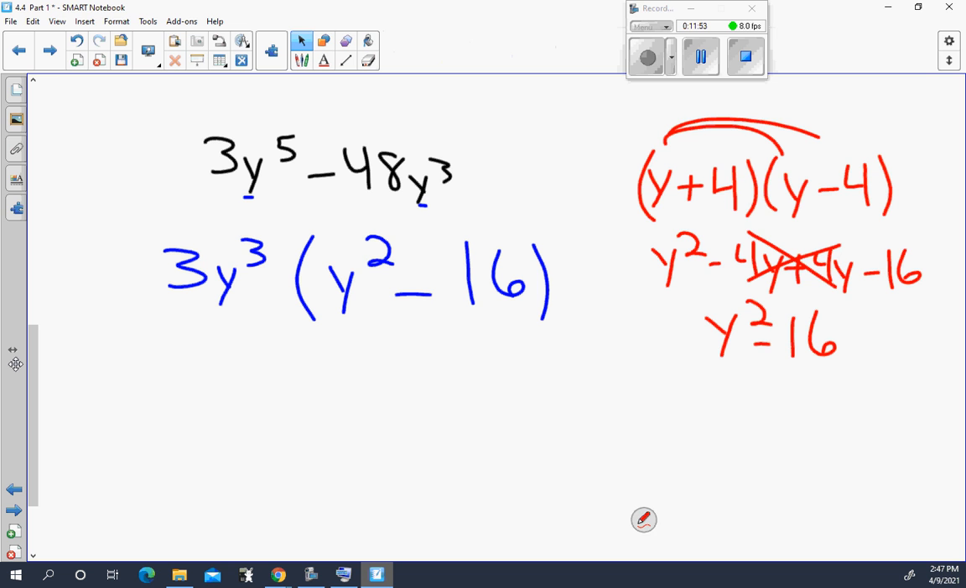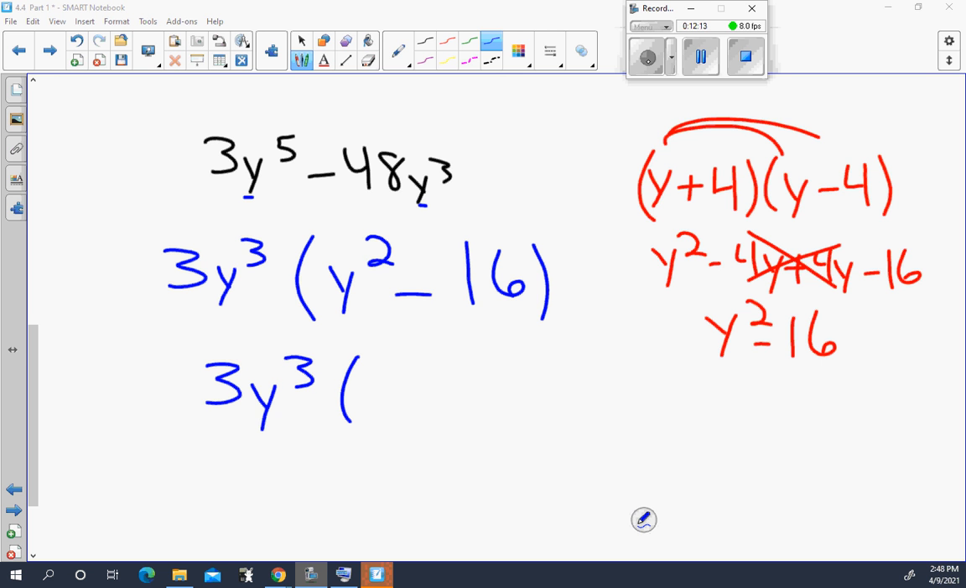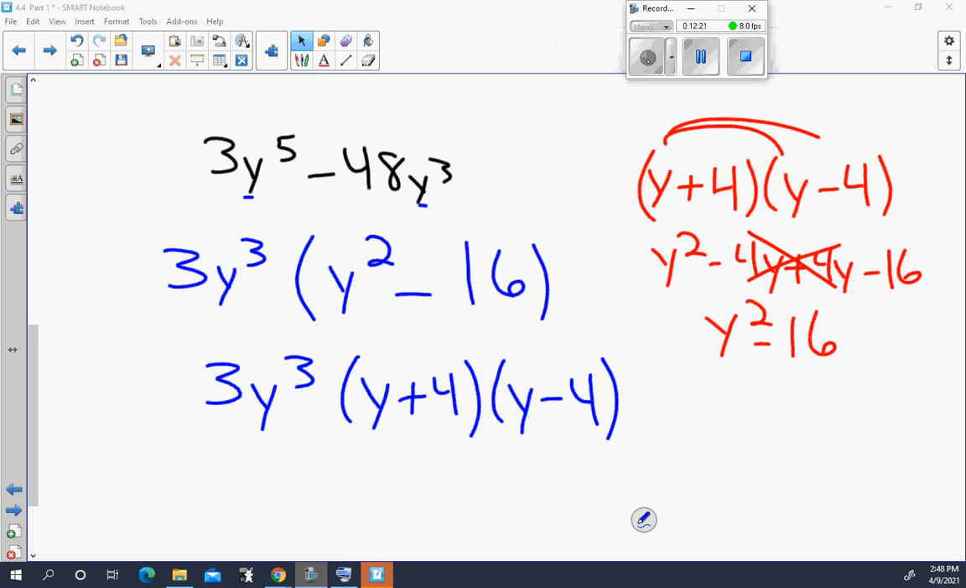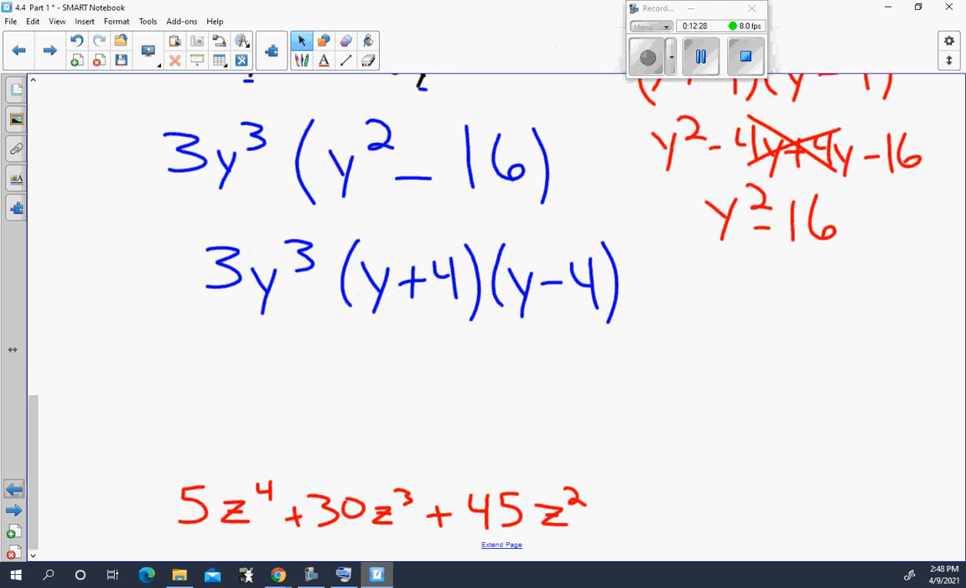Okay, so we can say this is, actually, time out. Yes, okay. This would be a difference of squares. That's what this is called. So we're going to say our final answer is 3y to the 3rd times y plus 4 times y minus 4. It's a difference of squares. Y squared, and then 16 is a perfect square. That's why we can say it. Okay?